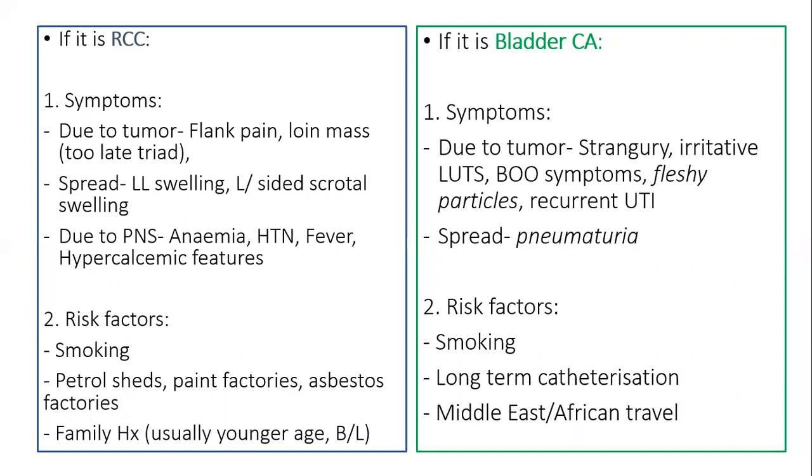Then risk factors again, like renal cell carcinoma, smoking, long-term catheterization, and Middle East and Africa travel. Those last two are for squamous cell carcinoma. Smoking, of course, is for adenocarcinoma as well. So just remember the risk factors, have a vague idea of what they are. Okay, so that is the main thing about the history.